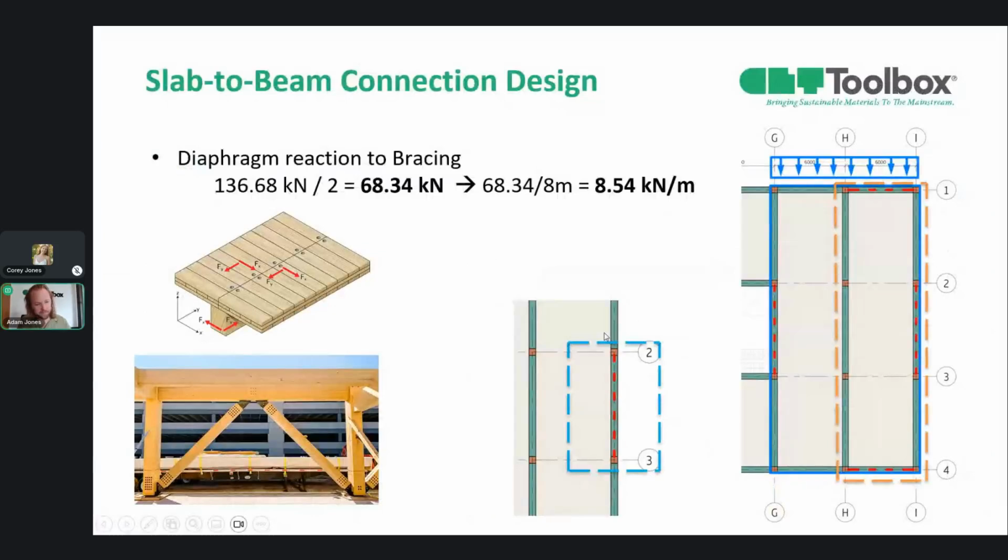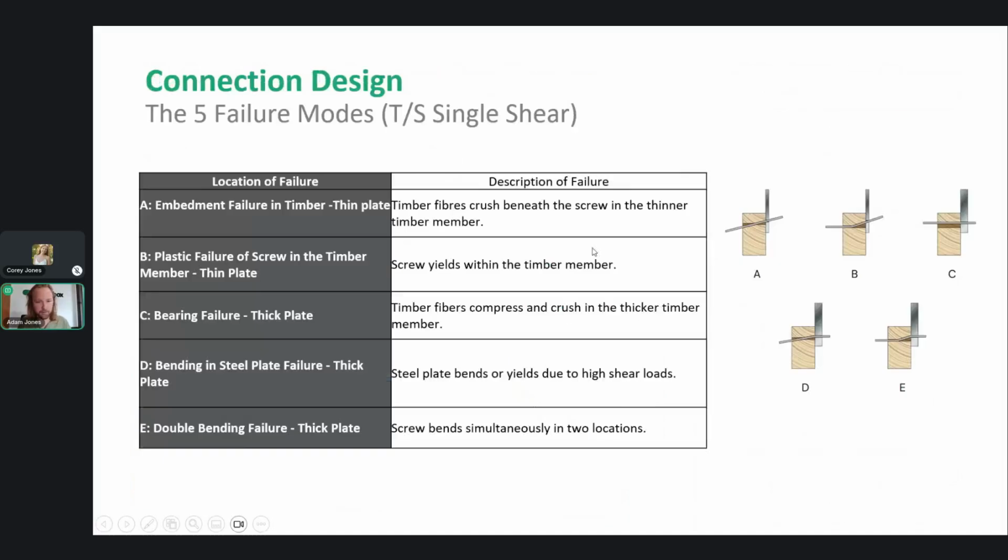All right, so that's a CLT or timber to timber laterally loaded connection. Next, we're going to look at a steel to timber connection, a steel beam to CLT floor connection detail. With this, you've got five different failure modes between the screw element and the timber element. So you've got embedment failure in the timber again, then plastic failure of the screw in the timber. Then you've got the failure modes of the steel plate, bending in the steel plate, and bending of the screw as well, or double bending. So there are different failure modes, of course, between a steel plate and a screw connection.